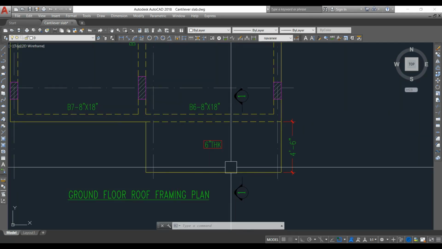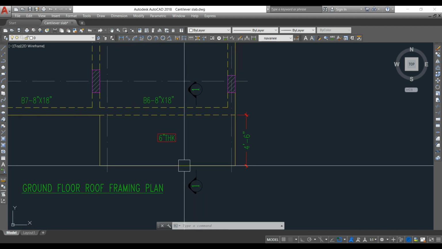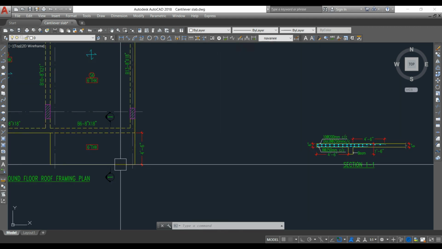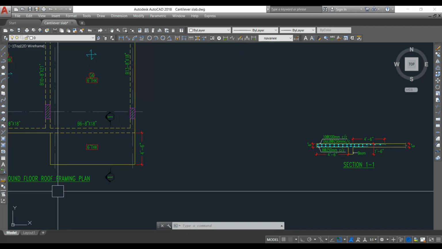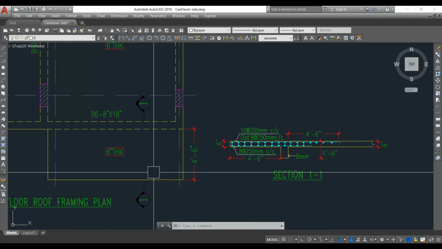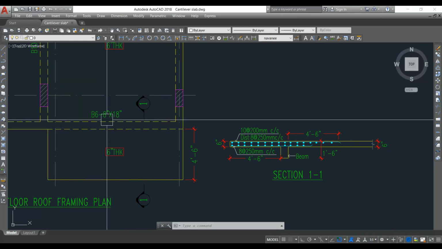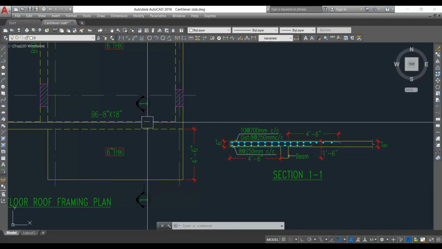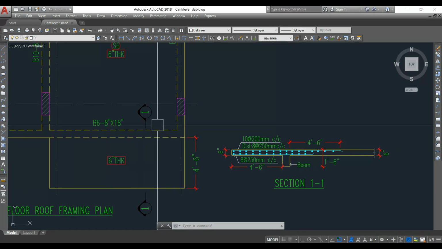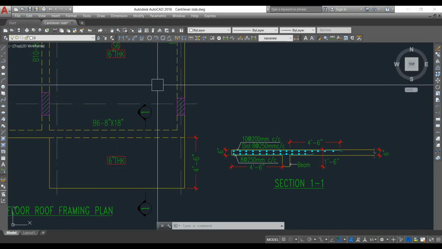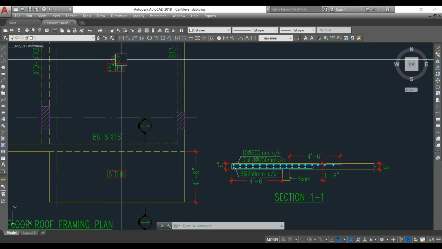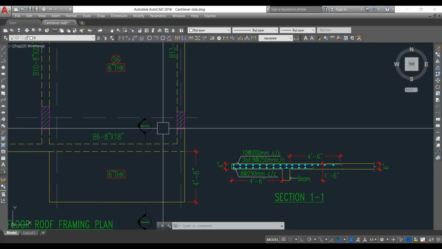Next is the very important part, the detailing part. So let's do the detailing. Here I have taken the section 1.1. So the section detail is given here. So we have the cantilever slab, and then this beam is the support for this cantilever slab. Beam 6 is the support for this cantilever slab, and again we have the back support of this slab, slab number S6.